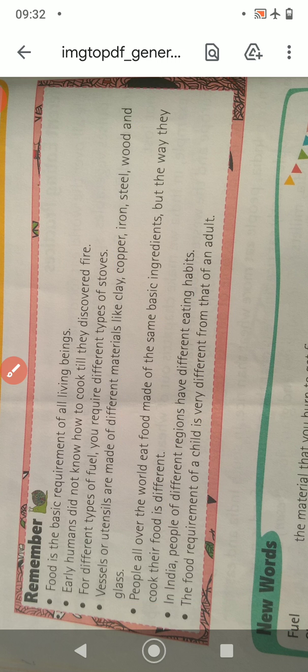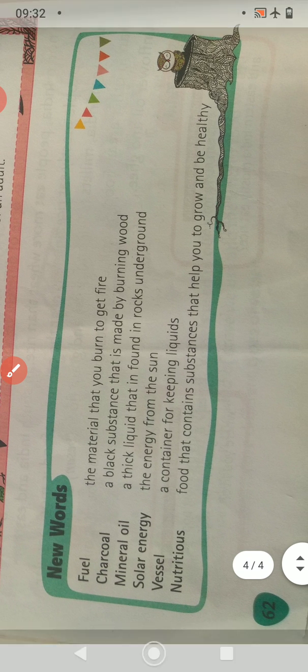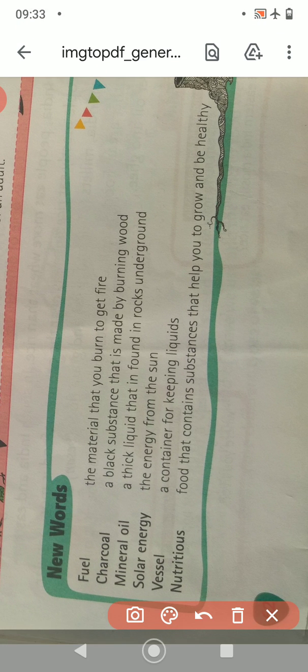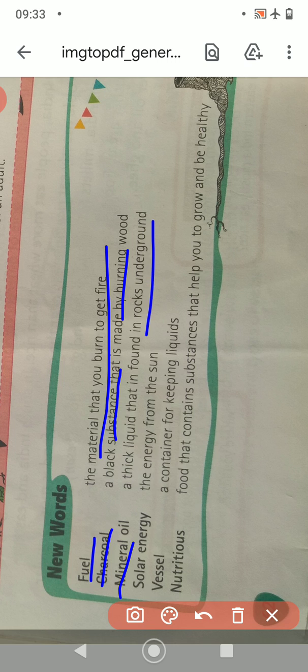Now these are the new words, children, very important. Fuel. What do you mean by fuel? The material that you burn to get fire. We use fuel; they are the materials that we use to get fire. Then charcoal, a black substance that is made by burning wood. Next is mineral oil, a thick liquid that is found in the rocks underground.